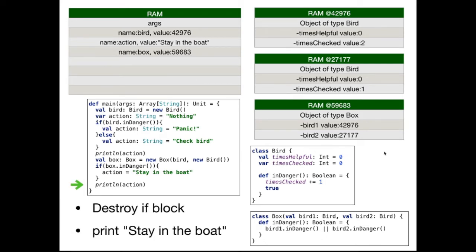Hit the end of the block, get rid of that block, then we print action. There's only one variable named action on the stack, so it's easy to find the right one. It has the value stay in boat, so we're going to print stay in boat.